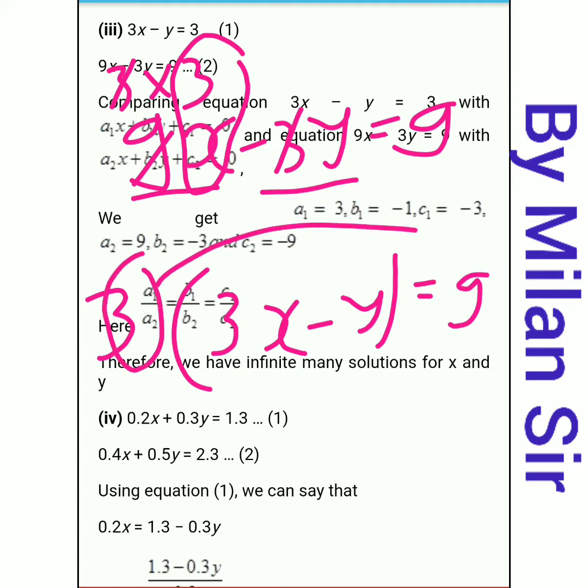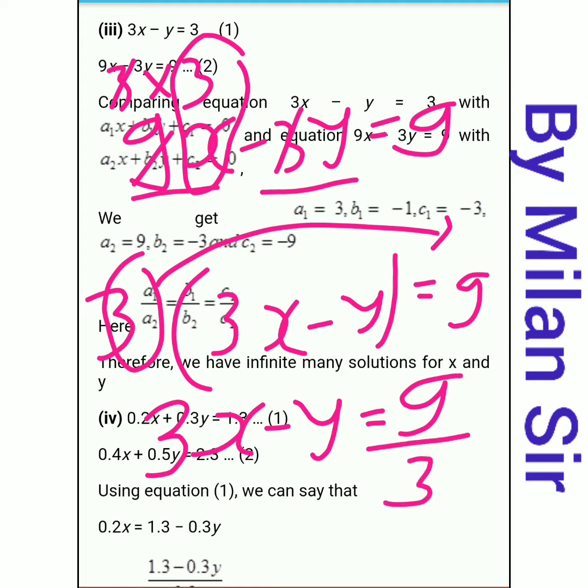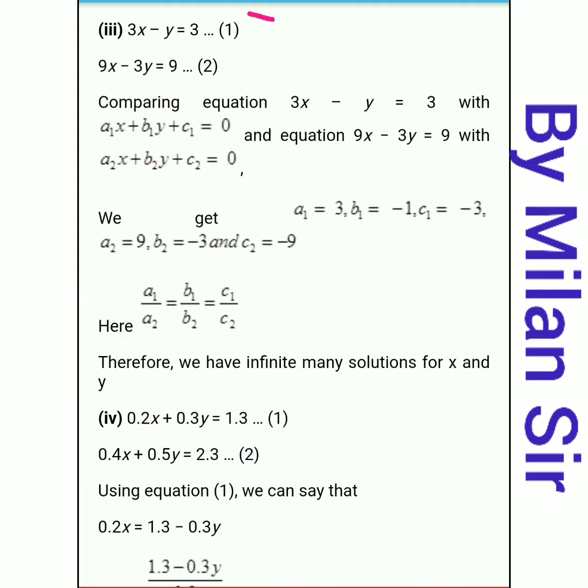Now transfer this 3 to the right hand side. So 3 is in multiplication with this bracket; if we transfer it to the right hand side, it goes to the denominator. So 3x minus y is equal to 9 by 3, which is 3. So if we simplify our second equation, we get 3x minus y is equal to 3. This is the same as equation number 1. That means if we simplify equation number 2, we get equation number 1.